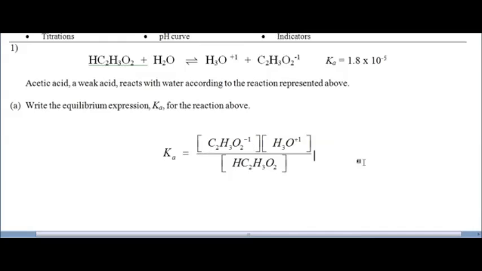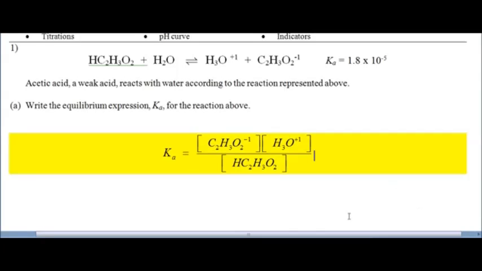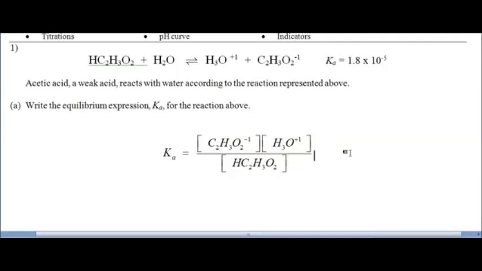So what we've done is we've written out our expression, and we want to make sure that we have our products over reactants. And you'll notice that in the balanced equation, which is above here, there's waters in the equation, but we never ever place a pure solid or a pure liquid in our equilibrium expression. That's why you don't see water anywhere in this expression here.